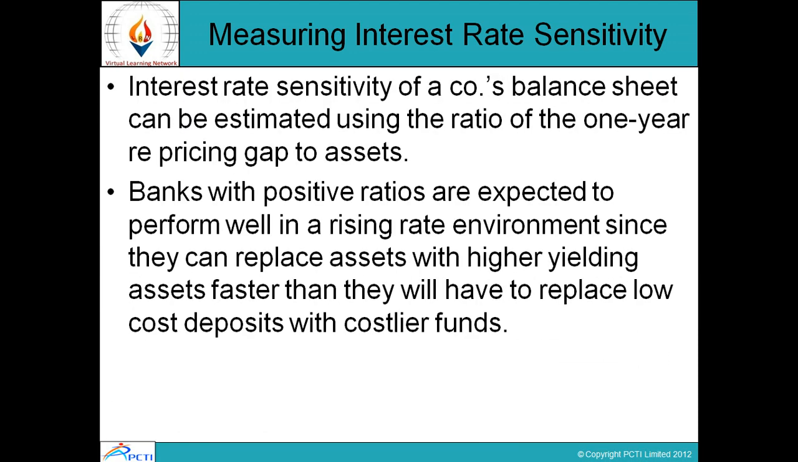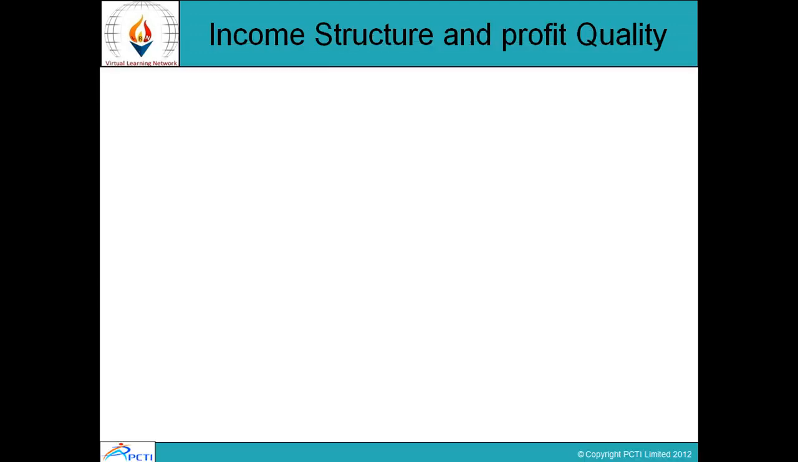Interest rate sensitivity of a company's balance sheet can be estimated using the ratio of the 1-year repricing gap to assets. Banks with positive ratios are expected to perform well in a rising rate environment since they can replace assets with higher yielding assets faster than they will have to replace low-cost deposits with costlier funds.